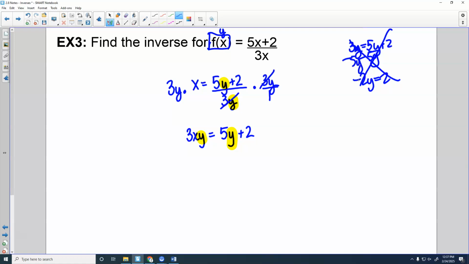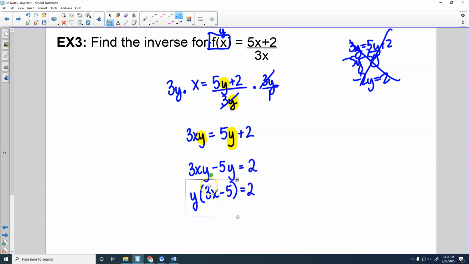So at this point, we're going to move everything that has a y to one side. So that'll be 3xy minus 5y, because when we move that 5y to the left side, we have to change its sign. We're subtracting it to move it over there, and that'll equal 2. I cannot put those together, but both of these terms have y's. So I can factor out a y, like a greatest common factor, and then I have 3x minus 5 left on the inside of the parentheses.